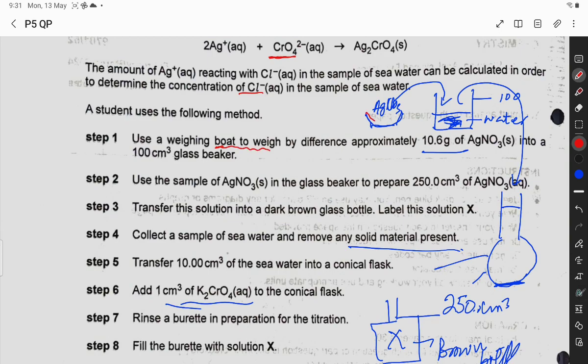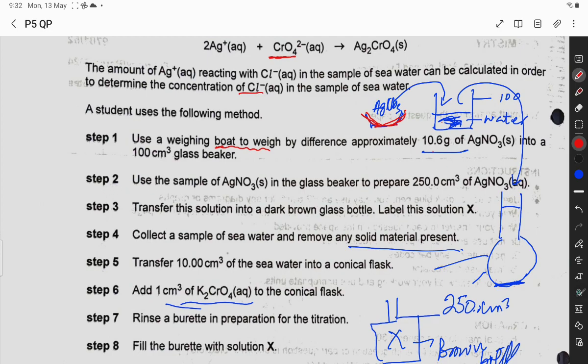So this is the weighing boat. Just like this is the weighing boat. Weigh silver nitrate by difference, approximately 10.6 gram of silver nitrate, into a 100 centimeter cube glass beaker, and add 100 centimeter cube of water.